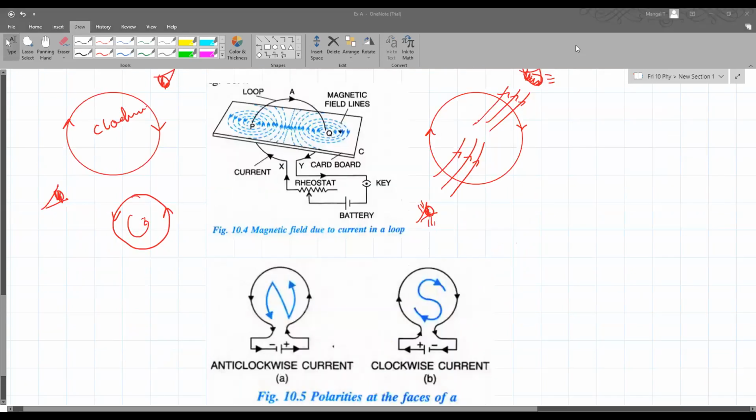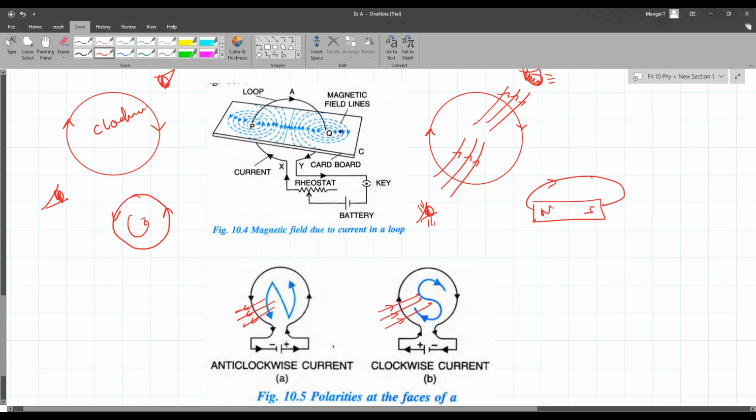Okay, so this is the image. So this part of the loop where the current is going anti-clockwise, there you will see that the magnetic field lines are coming out from there. And the one which is clockwise, the magnetic field lines are entering over there or ending over there. And this is what we have normally used even then. So they start on the north and they end on the south.